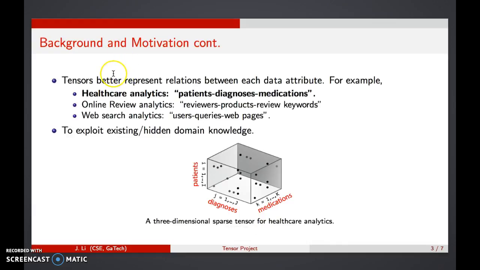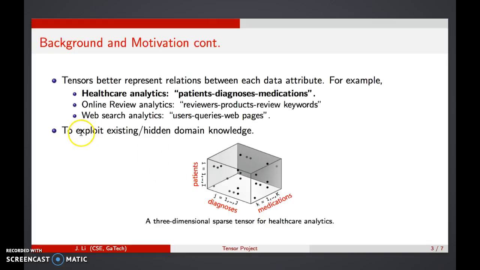The motivation to introduce tensors into real-world applications is as follows. Tensors are better at representing relationships between data attributes. For example, we can draw a three-dimensional tensor from a healthcare application using three attributes: patients, diagnosis, and medications. Generally, for a single patient, there is more than one diagnosis and many medications. The relationship is simple to represent in a tensor, but by using a matrix, we need many rows or many records to represent this relationship for a single patient. That increases the computing work for data analytics.